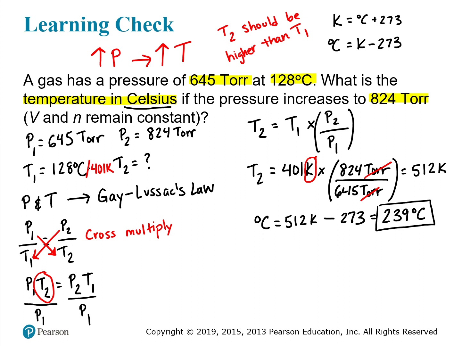So there's an example of a Gay-Lussac's law problem. You only have pressures and temperatures, so you can solve for a final condition of temperature or pressure. Any questions here?